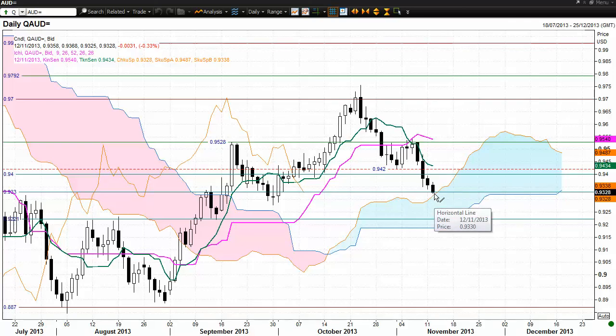But as I've already mentioned, we do need to be reactive to the market. If we see buyers coming in around this 93.30 level or around the top of the cloud, we could see potential for a change of trend in the market, trade to higher levels, but we do need to be reactive.